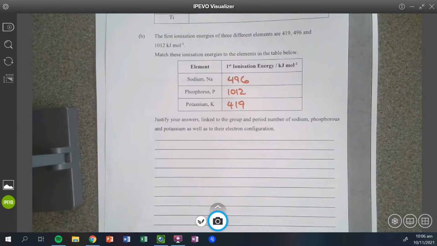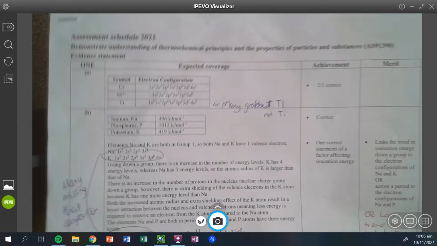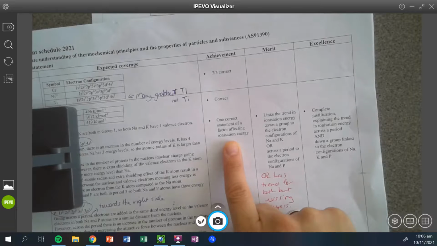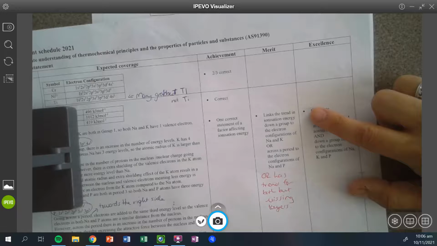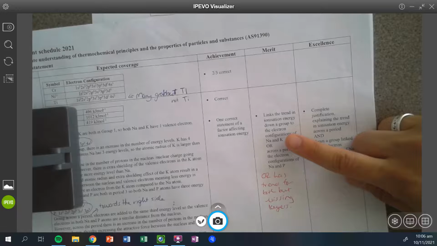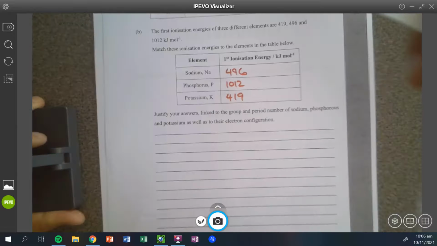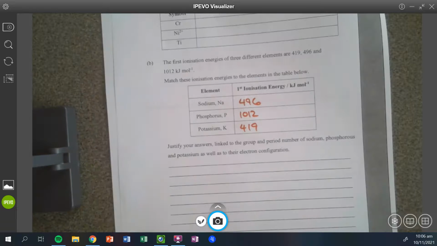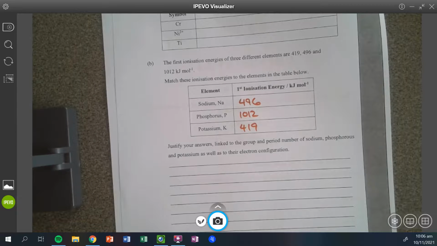This one here, most of you guys were fine. So the achieved point was just correctly stating a factor affecting ionization energy. The merit, I've given an extra way to get that merit point because some of you guys didn't get either of these 2. The trick with this question was pairing it well. So a lot of you guys just talked about all 3 and then just kind of just went through a list. But what I was looking for, and this is what the marking schedule was looking for as well, was that you were pairing them well.